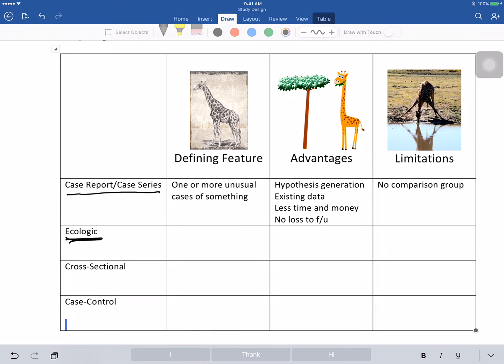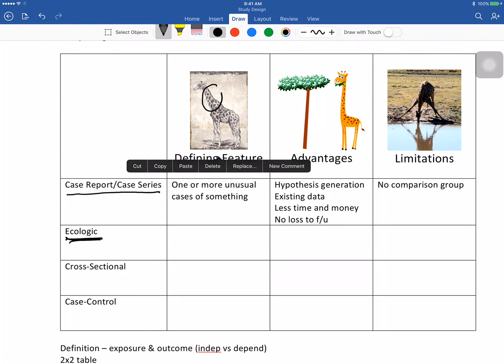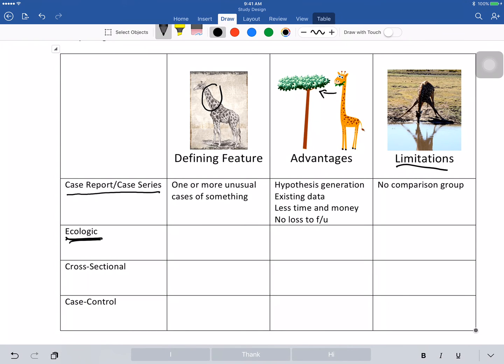So here, I guess I skipped over this. For the giraffe, the defining feature is his neck. So that's the thing that a lot of people think of when you see a giraffe. That makes it so that it's easy for him to eat things that are way high up off the ground. So that's an advantage. However, when it comes time for the giraffe to drink water, which tends to be on ground level, that ends up being a limitation for him. So whatever that defining feature is, tends to also be the thing that is the advantage for that particular study and the limitation for that particular study.